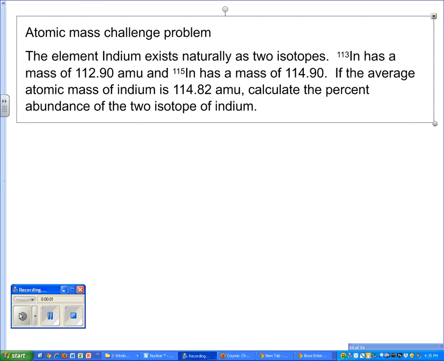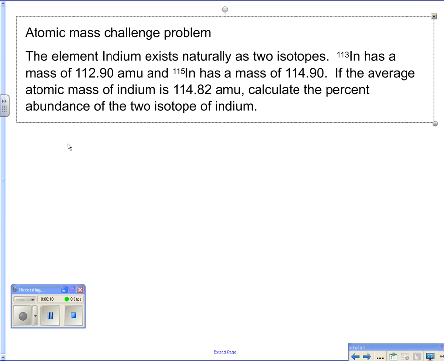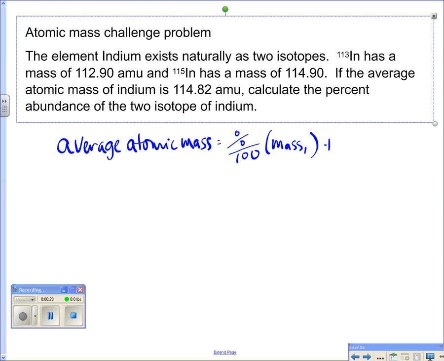In this problem, we're trying to find the percent of isotopes rather than trying to figure out the average atomic mass. So we do want to start off with the formula that the average atomic mass, sometimes just called the atomic mass number, is equal to the percent, divided by 100, put into decimal form, times the mass of each isotope. I'm just going to say the mass of isotope 1, and this particular one only has 2 isotopes, so the mass of isotope 2.